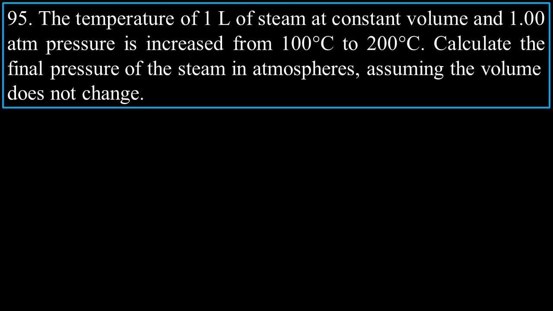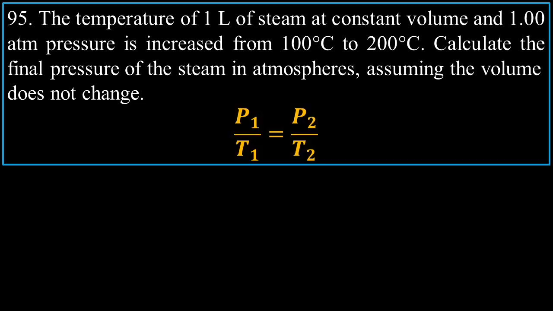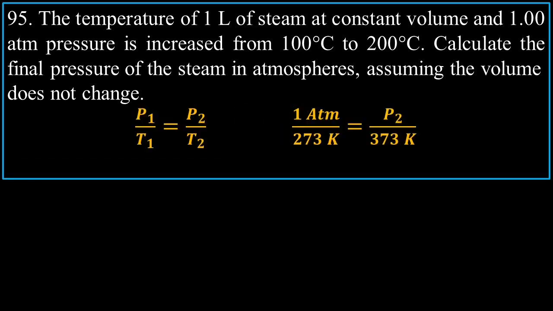The temperature of 1 liter of steam at constant volume and 1 atmosphere pressure is increased from 100 degrees Celsius to 200 degrees Celsius. Calculate the final pressure of the steam in atmospheres assuming the volume does not change. Gay-Lussac's law. Now make sure that you convert to Kelvin, and then you simply plug in. You plug in. What's going to happen?